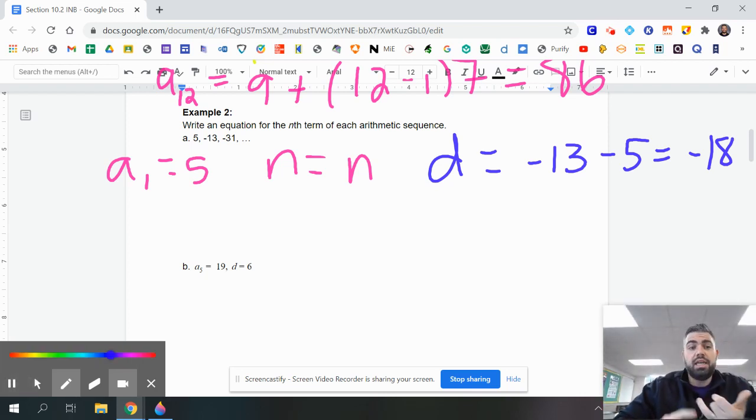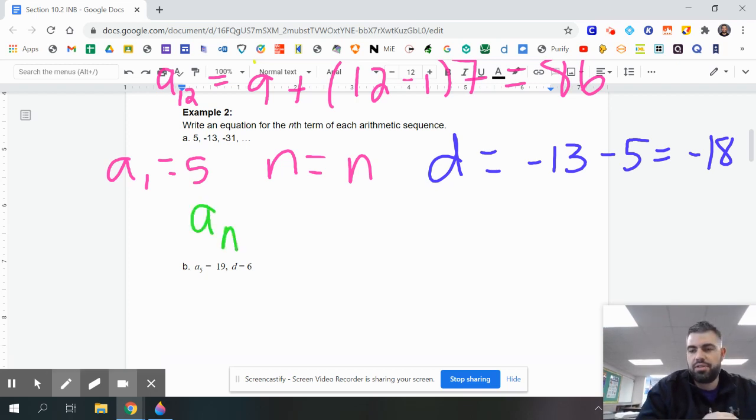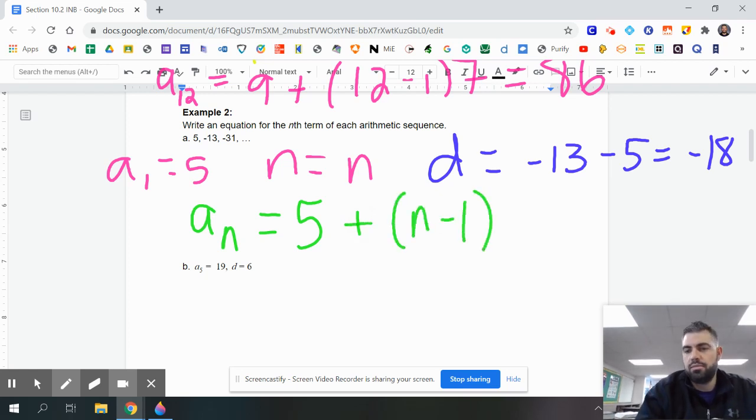Now that I know d and I know a1, my first term, and I know that I'm going to have n in my answer, I can write the equation. It's just going to be a sub n, the nth term, is equal to the first term, which is 5, plus n minus 1, because we want the nth term, times negative 18. I can leave it just like that. We can call that good. Very good.